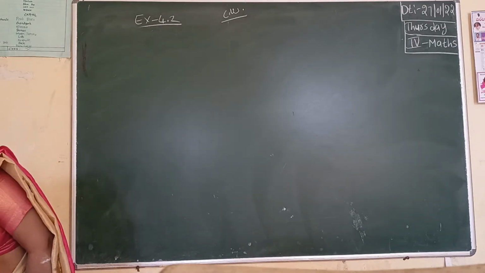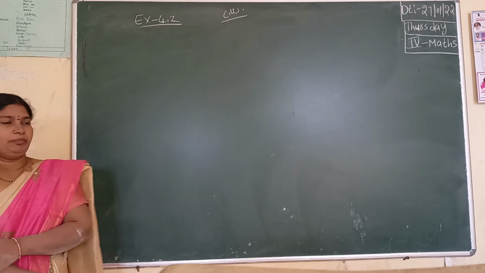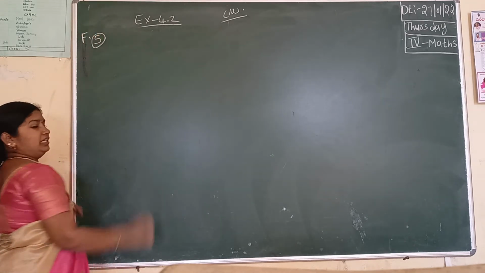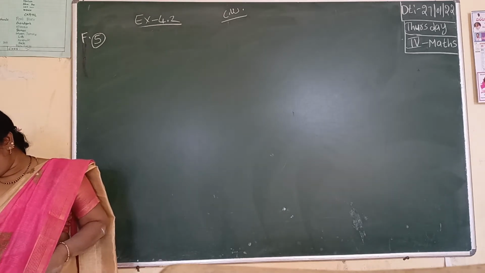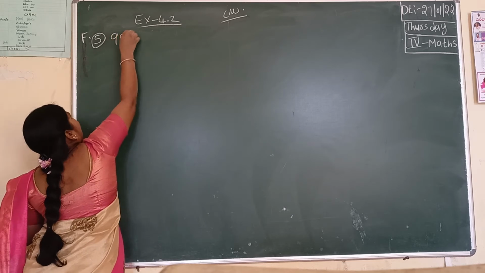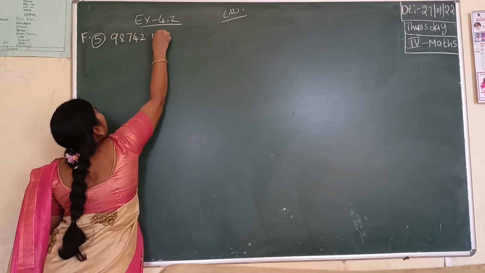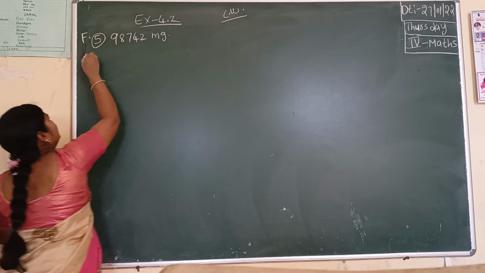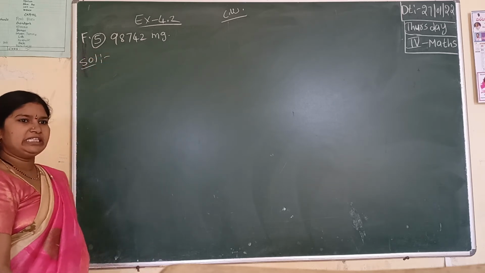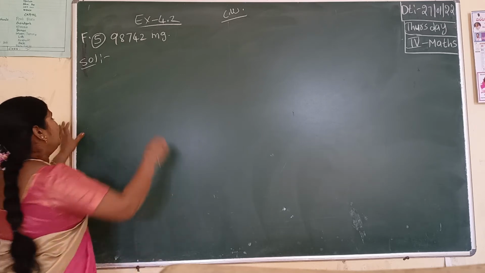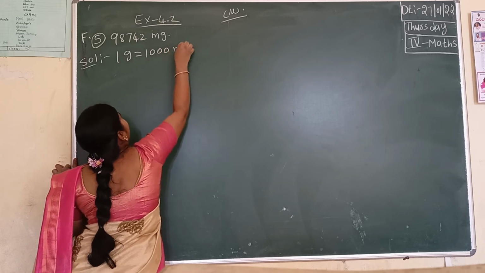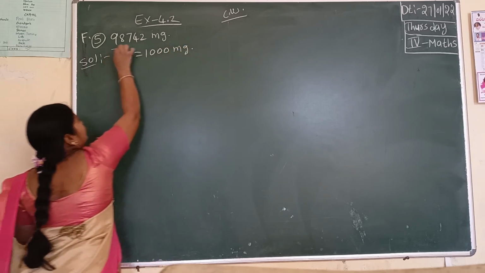Yes. F bit, fifth problem. Here, what is the given question? See everyone. 98,742 milligrams. This much only now. Now you have to write down the formula which we are using. That is 1 gram is equal to 1000 milligrams.